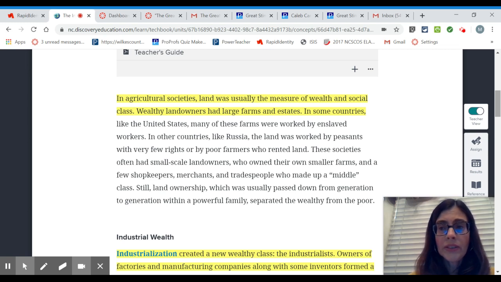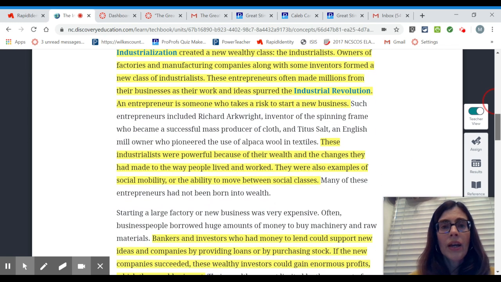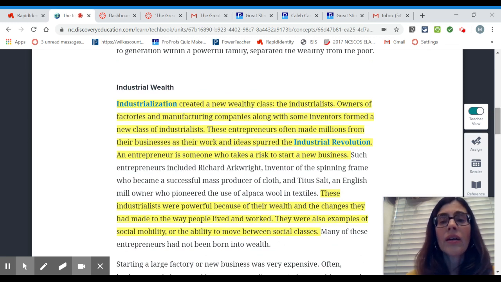So as we move into the Industrial Revolution, we have a different kind of class of people created called the industrialists. And this is defined as owners of factories and manufacturing companies, along with some inventors. And they called themselves, of course, the industrialists. Now, these people who invented and started to own companies and manufacture things in their factories were called entrepreneurs. And an entrepreneur is someone who takes a risk, of course, to start a new business, and they have to go through the process of getting a loan and then seeing if their factory can make a profit.